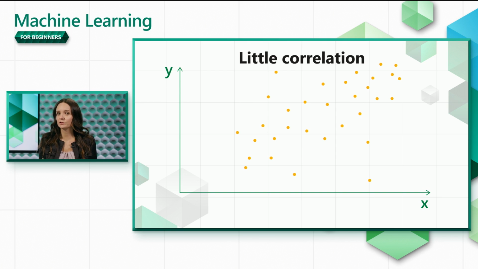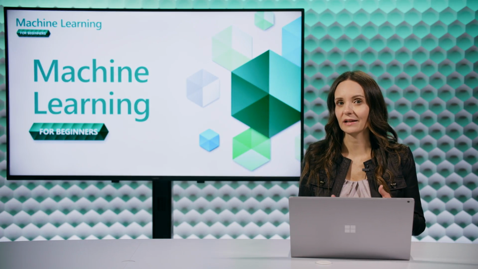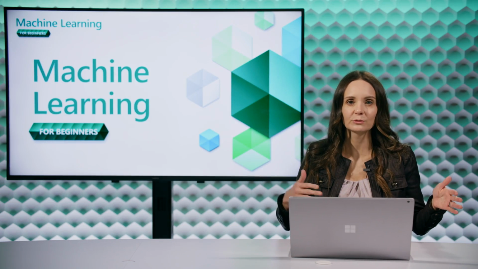You can confirm your visual intuition by calculating correlation using code with the help of the core function in your data frame, which we'll see soon. Once you calculate the correlation value, how can you make sense of the result? Correlation falls between -1 and 1.